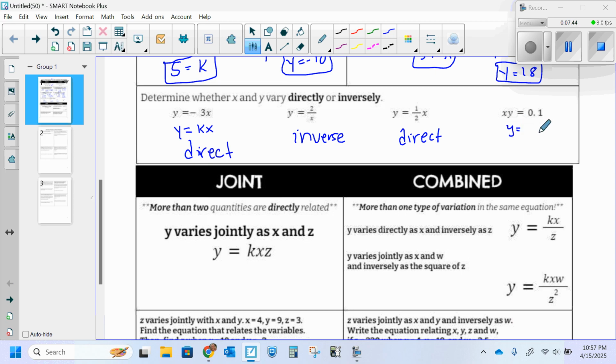Here, let's get Y by itself, 0.1 over X. If I want to get Y by itself, I divide both sides by X. It's 0.1 over X, that's K over X, so that's inverse.